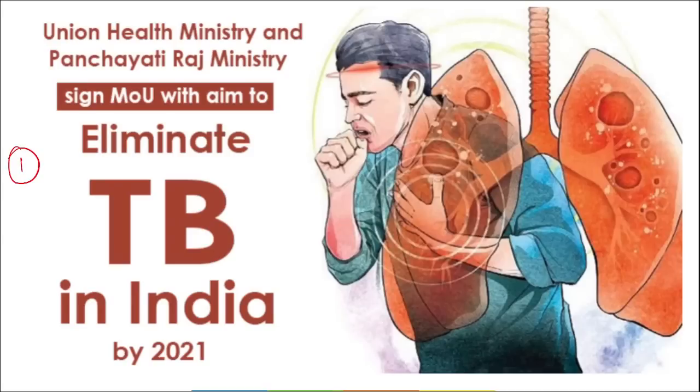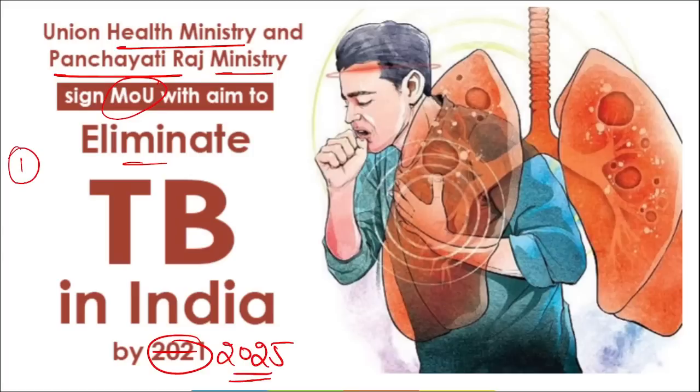The first news that we are discussing is that Union Health Ministry and Panchayati Raj Ministry has recently signed an MOU with the aim to eliminate TB in India by 2020. It is incorrect, by 2025. I repeat, which two ministries signed an MOU to eliminate tuberculosis from India by 2025? It is your Union Health Ministry and Panchayati Raj Ministry.